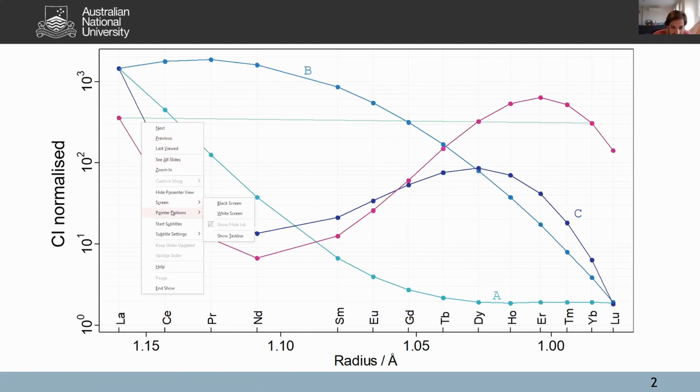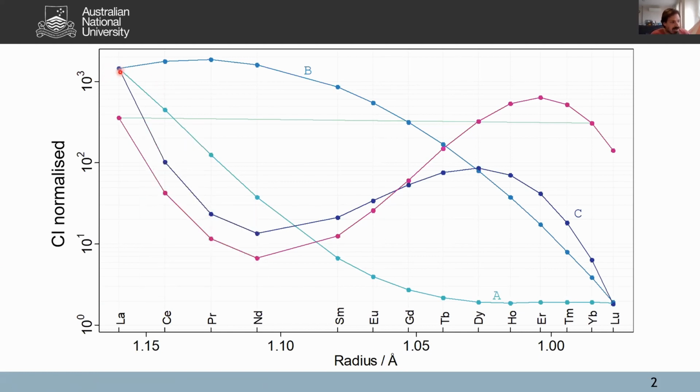Can I change it to a laser so you can see better? They start up here and go all the way down here. All of those patterns are enriched in the lights and depleted in the heavies, but they're different. For example, pattern A goes steep down, then flat. B starts flat, then it goes down, and pattern C goes down and then up again and then down.